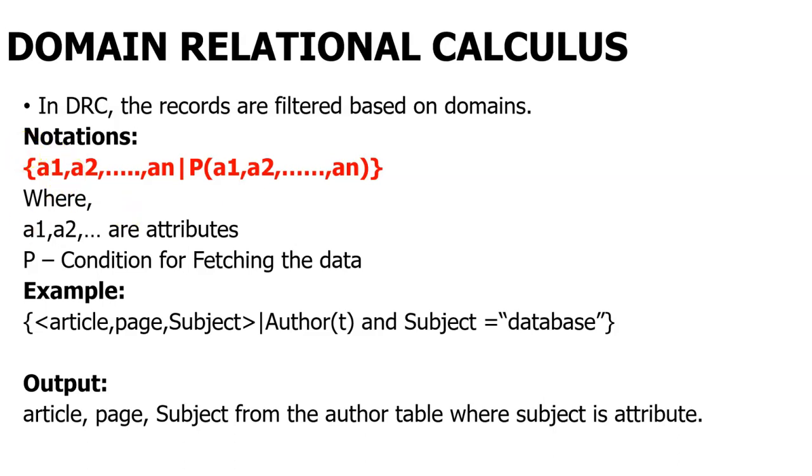So A1, A2 are the attributes, and P is the condition for fetching the attributes. Example: here we have article, page, and subject. These are my attributes which I want to fetch, from the author table, where the subject is equal to database. For that particular subject, I want to take the article, page, and subject. So the output is article, page, subject from the author table, where subject is an attribute. This is how you will process the domain relational calculus.